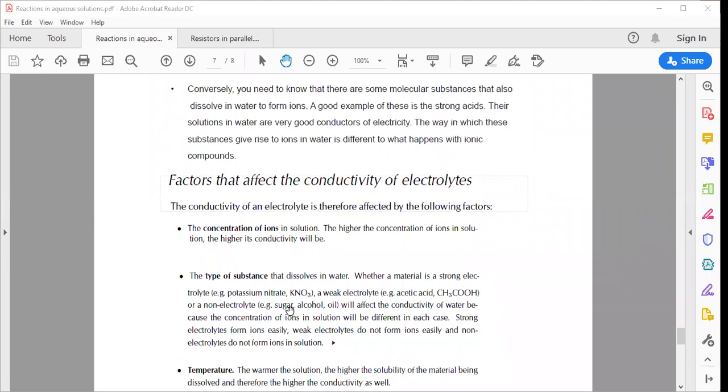What you must just know is the factors that affect conductivity. Then that experiment there, basically, how does that experiment work? Then we take it from there. Basically, that's all you need to know.